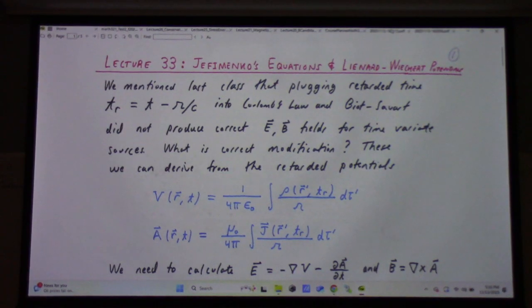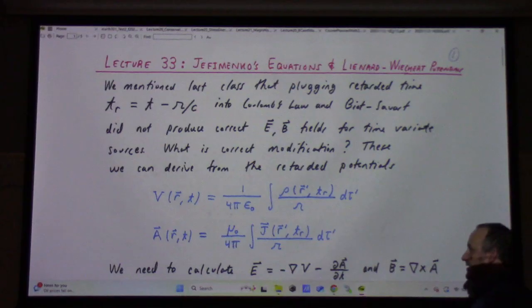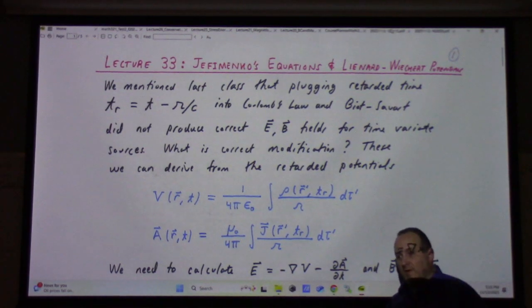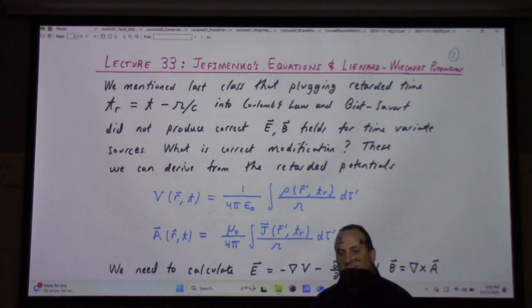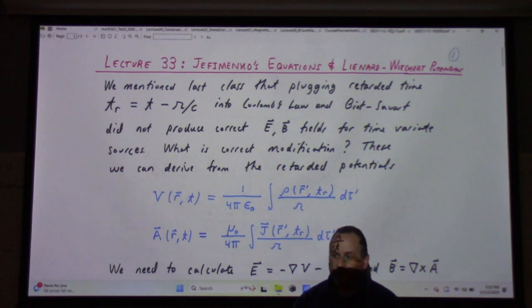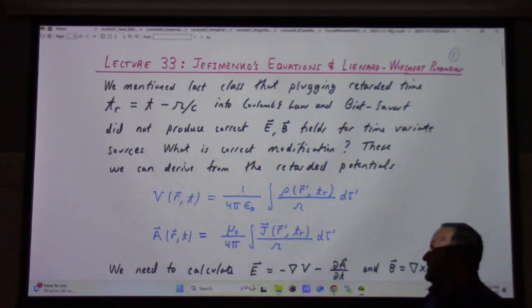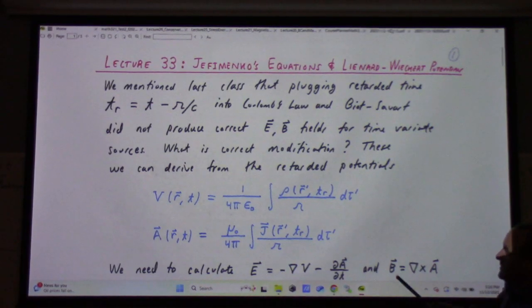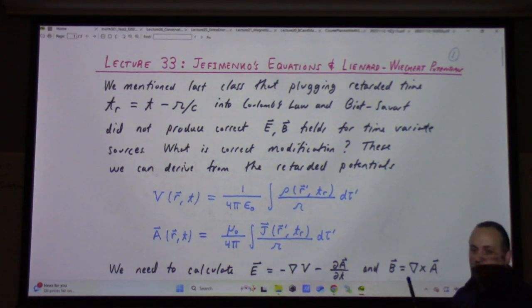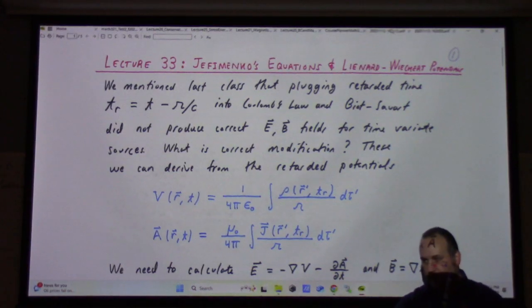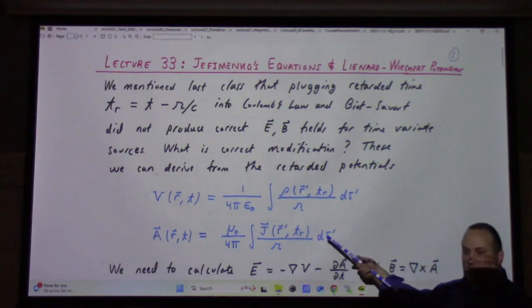Anyway, as I mentioned last class, if you plug the retarded time into the formulas for Coulomb's law and the Biot-Savart law, they don't work. Jefimenko's equations answer the question, how far off are they? Jefimenko's equations are simply taking the retarded potentials and calculating the electric and magnetic fields that result.